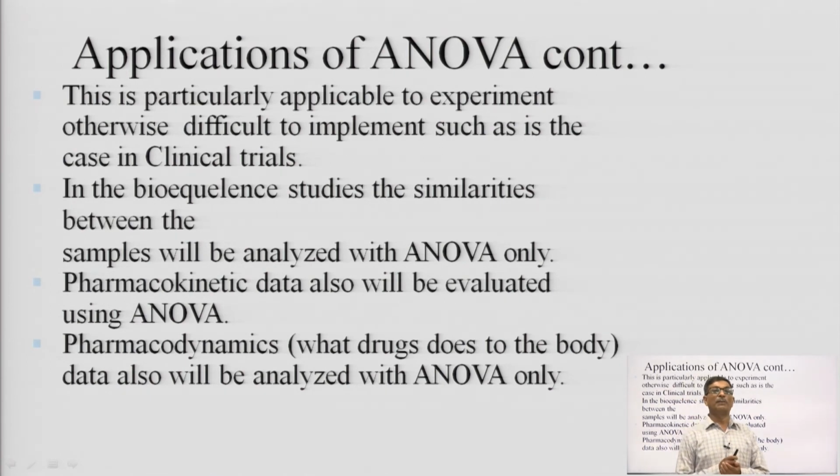ANOVA is particularly applicable to experiments otherwise difficult to implement, such as in the case of clinical trials. In bioequivalence studies, similarities between the samples will be analyzed with ANOVA only. Pharmacokinetic data will also be evaluated using ANOVA, and pharmacodynamics, what the drug does to the body, data can also be analyzed with the help of ANOVA only.